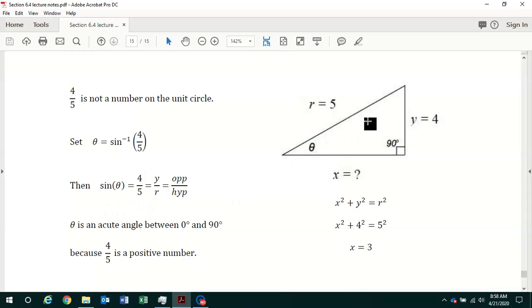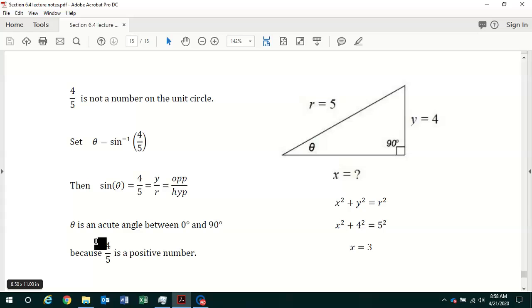And from right triangle trigonometry, the sine of theta is opposite over hypotenuse, which in the coordinate plane is y over r. So the sine of theta is equal to 4/5, which is equal to y over r, which is opposite over hypotenuse. So the opposite side in our right triangle, here's theta, the opposite side y is equal to 4, and the hypotenuse r is equal to 5. And we're going to have to figure out what the length of the adjacent side x is.